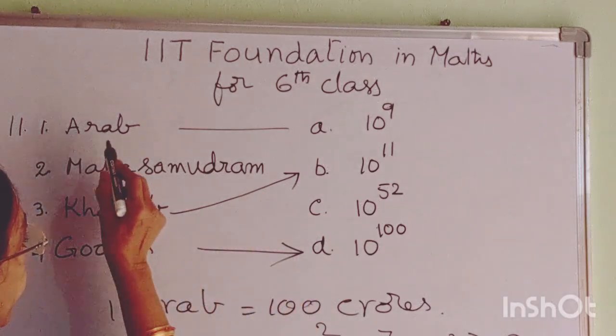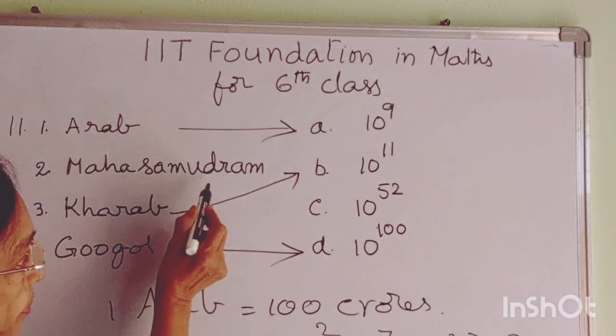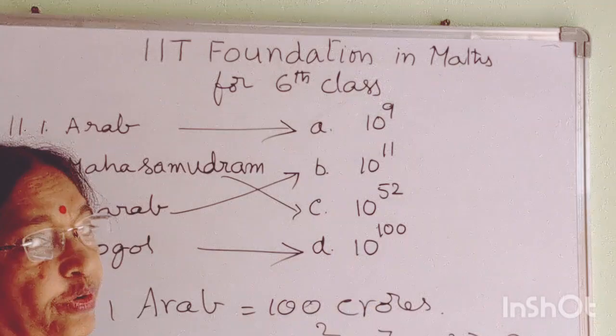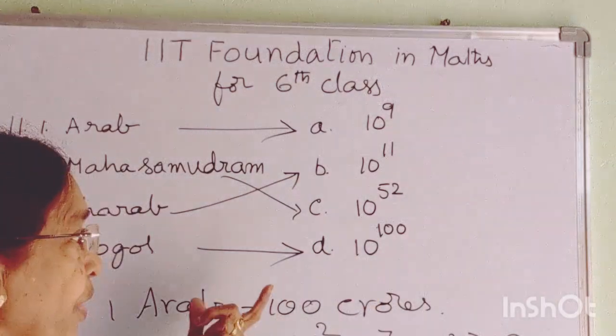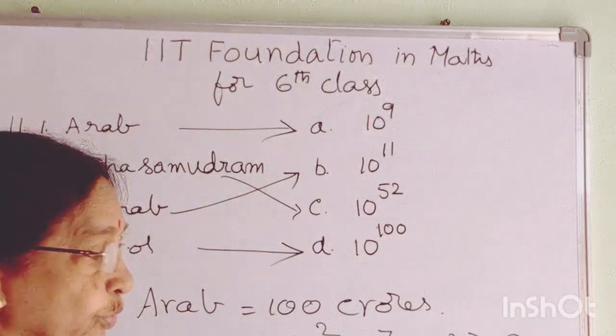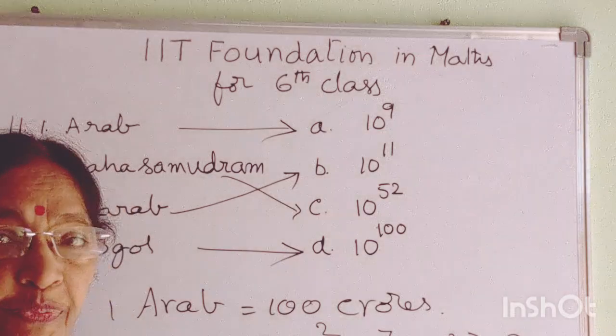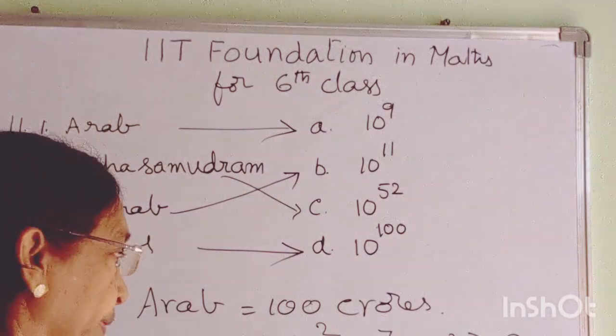Google 10 to the power of 100. Arab 10 to the power of 9. Mahasamudram is 10 to the power of 52. So Mahasamudram is 10 to the power of 52. You can easily remember if you practice them 3-4 times.